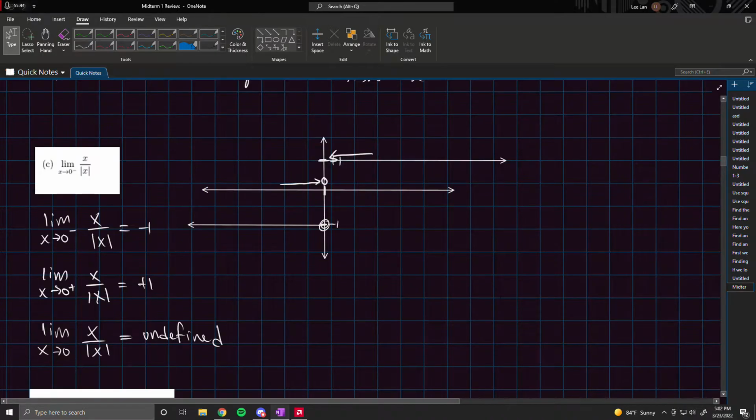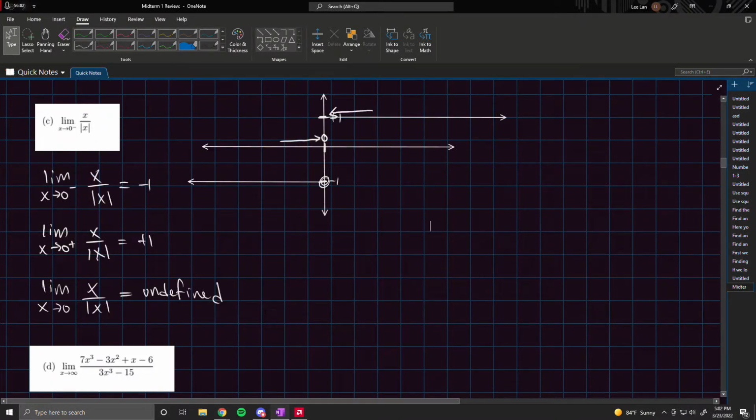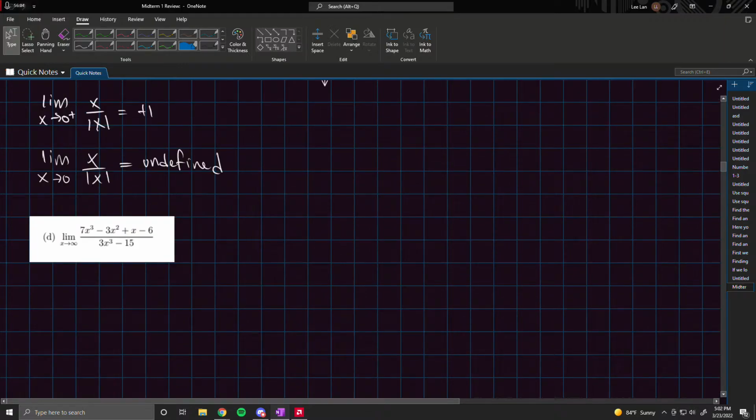Right. So the general strategy, if you can't really do any algebra on it, you can always just look at the graph. And if you don't know what the graph looks like, you could always just try plugging in numbers and making a graph yourself. So yeah, that one's C. All right, so let's try D.